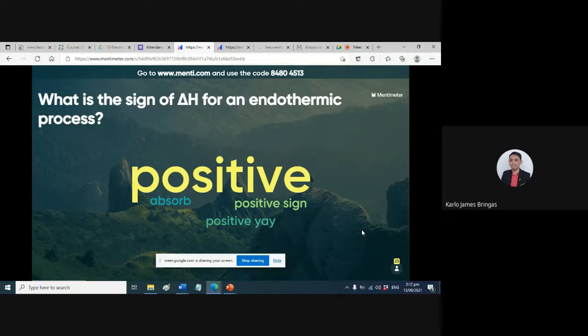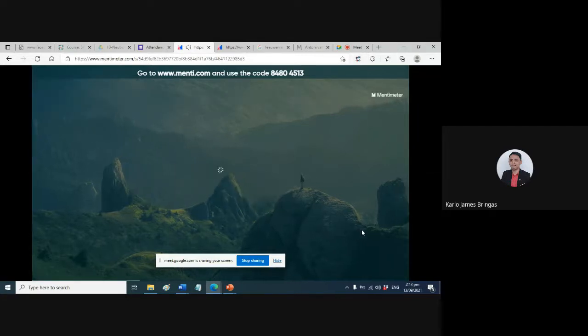Pag endo, also noted in here, although not siya all about sign, but when you're talking about endothermic process, it is a process that absorbs energy from the surrounding, or heat rather from the surrounding. So its delta H is positive in sign. Pag exo, on the other hand, it releases heat to the surroundings, and delta H has a negative sign. So I'm glad that we have that one correct. Moving on to the next question.